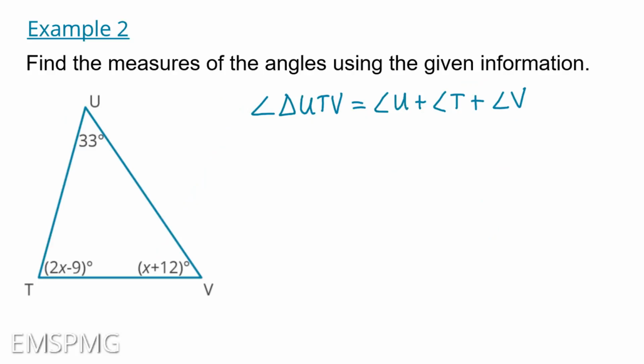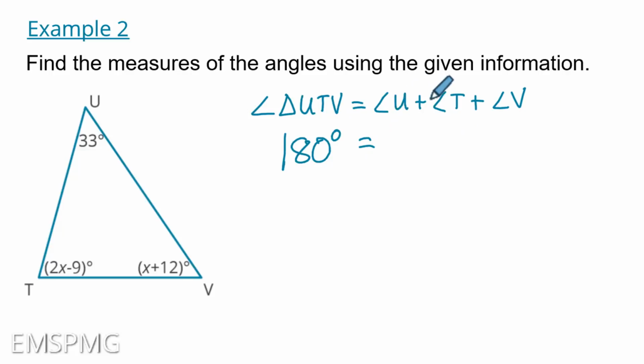And then let's jump over to this next one here. In this example, we're to find the measures of the angles using the given information. So we have 33 degrees for angle U, and then we got 2x minus 9 for angle T, and V is x plus 12. In this, you know that the angles of triangle UTV equal 180 degrees. They all have to equal 180.